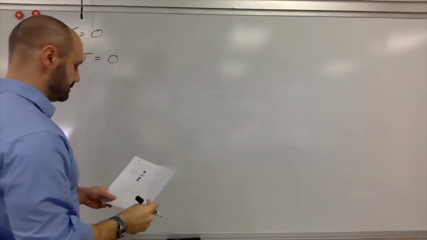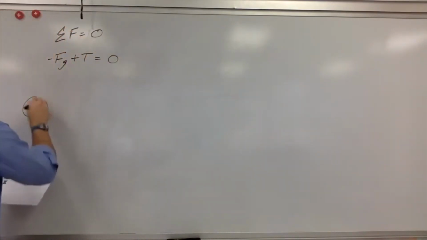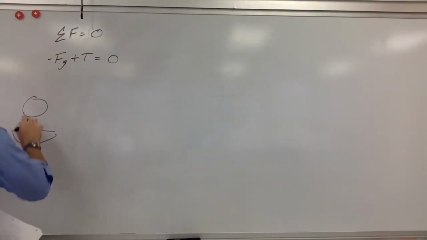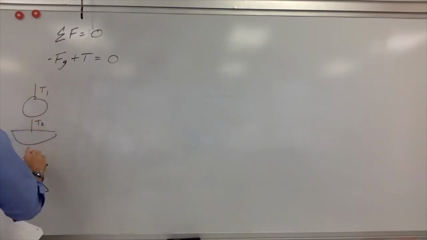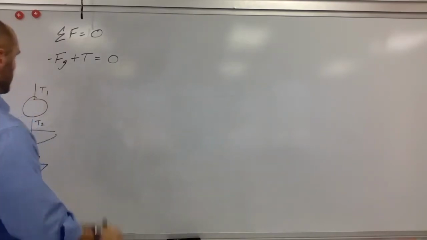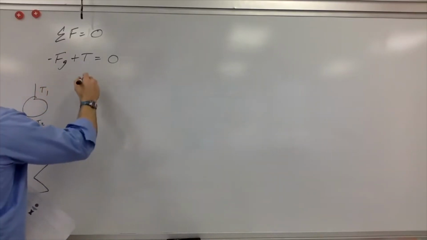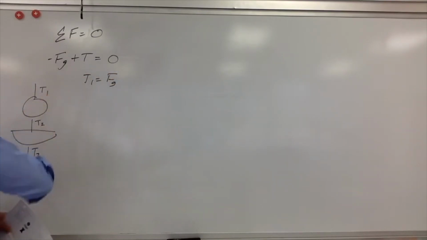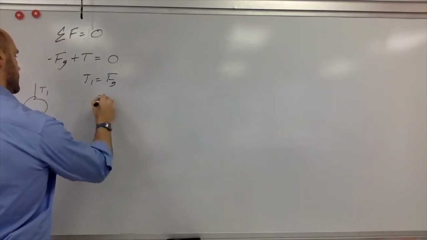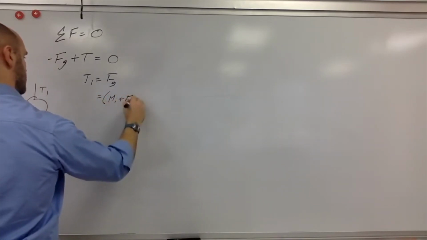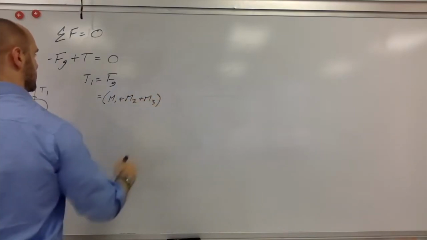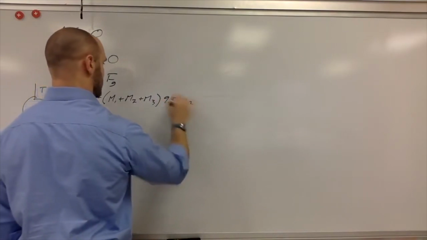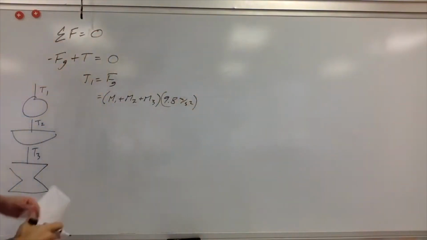So we're looking at this tension, and what I'm going to do is say this is T1, T2, T3. All right, so let's look at T1 first. T1 is equal to Fg, and T1 is holding up all of these masses, right? So T1 is equal to m1 plus m2 plus m3 times the acceleration due to gravity, 9.8 meters per second squared. So that's T1.